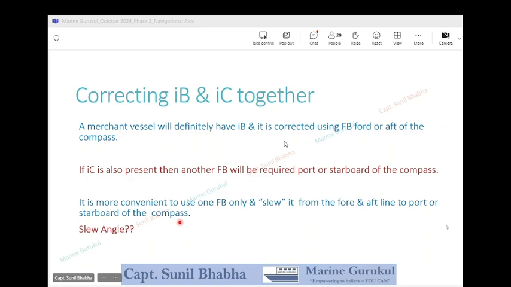So the fundamental of this correction is that we take a single flinder bar, and instead of placing it forward of the compass, we slew it or we turn it in a direction which is opposite to the resultant of IB as well as IC. So once it is placed in that way, this single flinder bar is able to correct both these coefficients together.